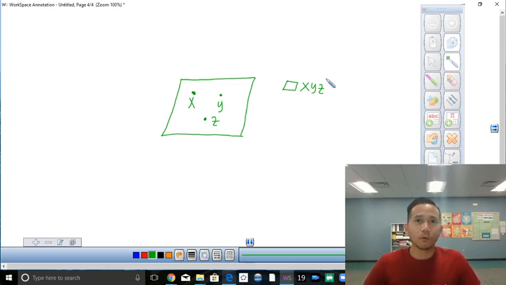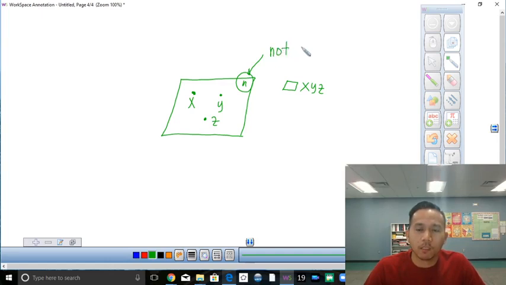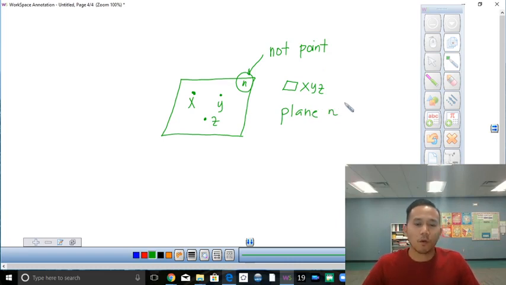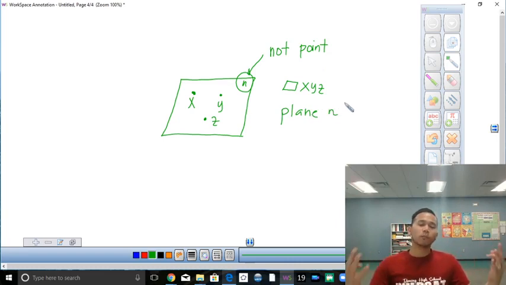And you can also name a plane using a small letter. So let us say I have a small letter here, let us say n. Make sure that this one is a small letter. Again, your small n here is not a point. I want to emphasize that. This is not a point. So you can name this plane as plane n, a small letter, or you can choose 3 points on the plane to name the said plane.